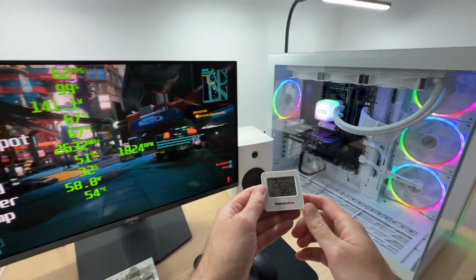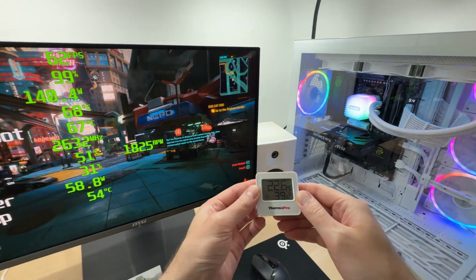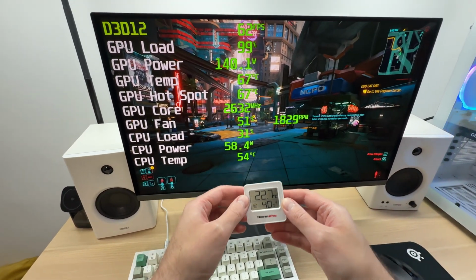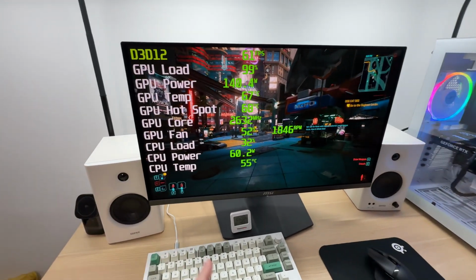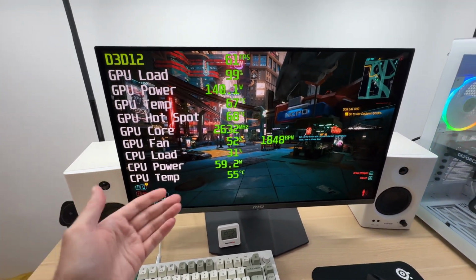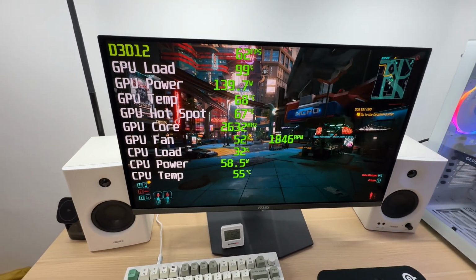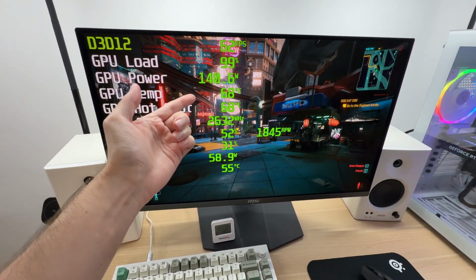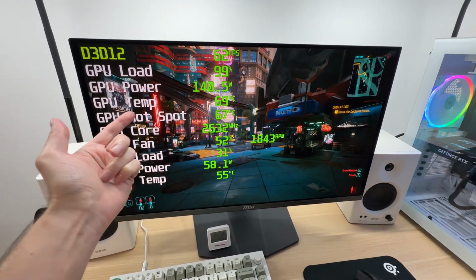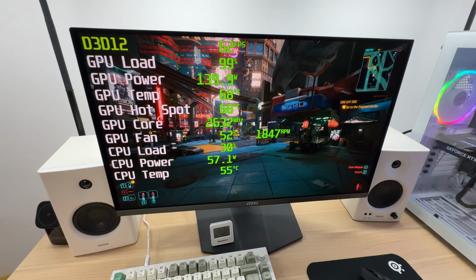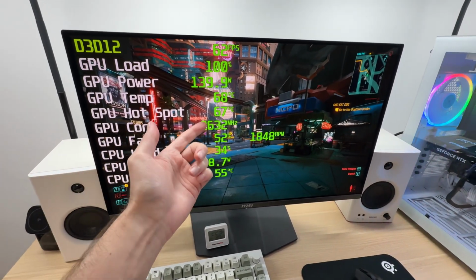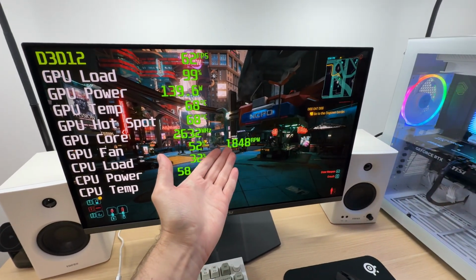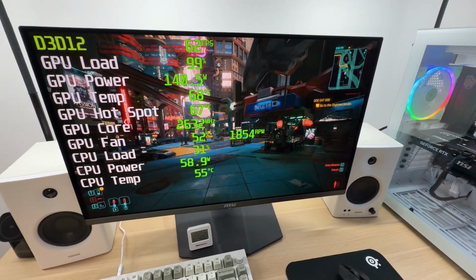The room temperature is pretty much the same as before: 22.6 degrees Celsius, or almost 73 degrees Fahrenheit, so just a little bit hotter. The GPU behavior is quite a bit different. The performance has come down to 61 FPS, well, sometimes 62. The GPU power draw is at 140 watts instead of 145. The temperature is around 68 degrees. The core clock is at 2632 MHz. And the fan is spinning at 52%, which is over 1850 RPM.